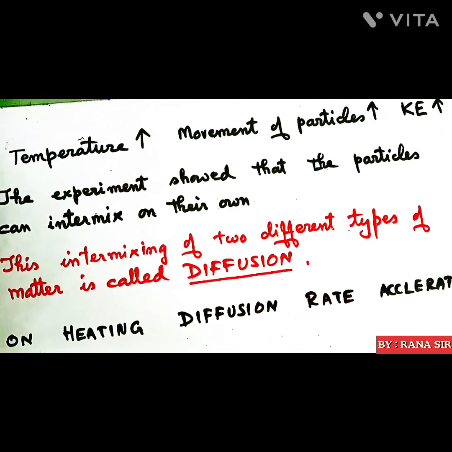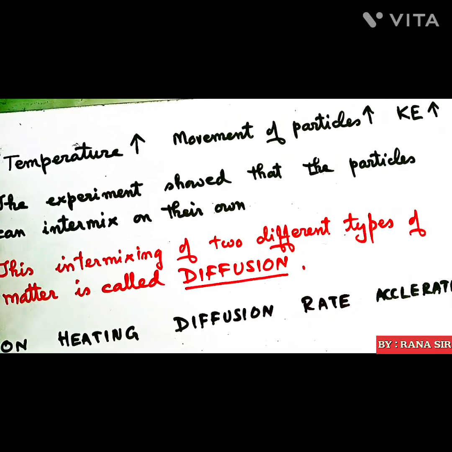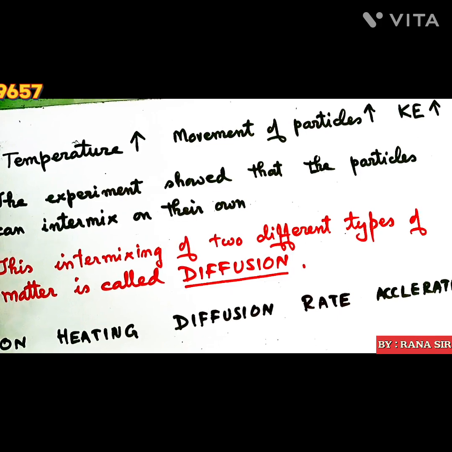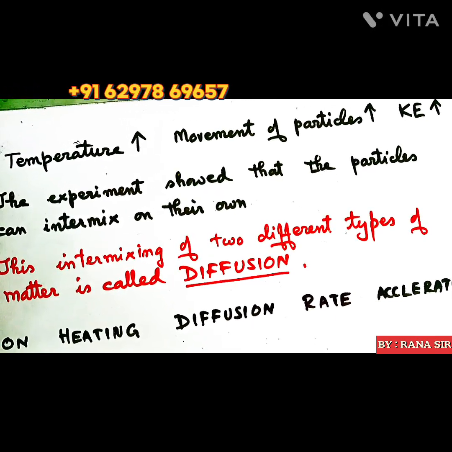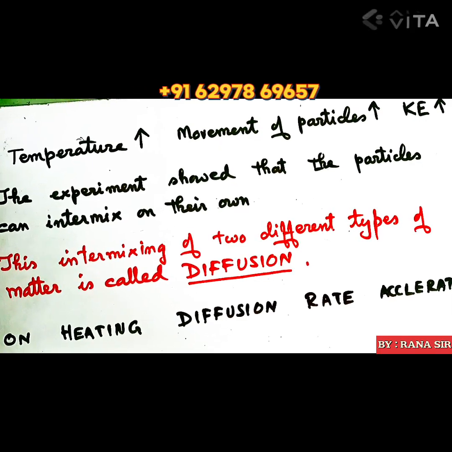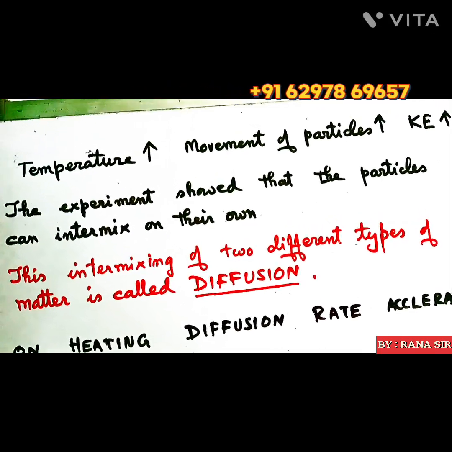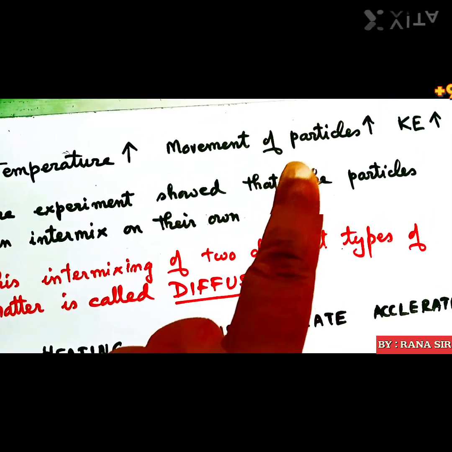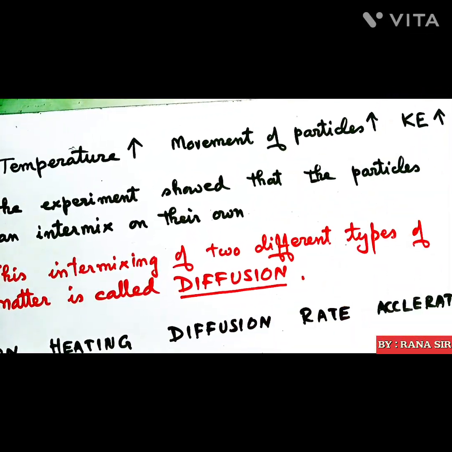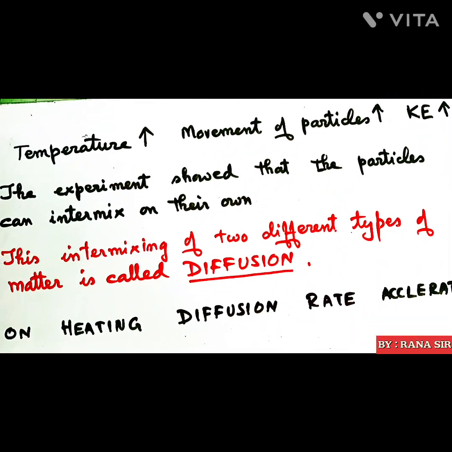So temperature, movement of particles and KE. What is KE? Kinetic energy. It is energy produced by virtue of motion. All these are directly proportional. Means that if temperature increases, the movement of particles also increases, and this will also increase the kinetic energy.